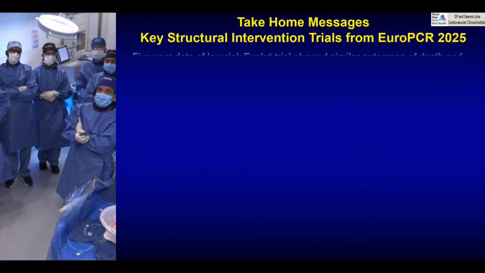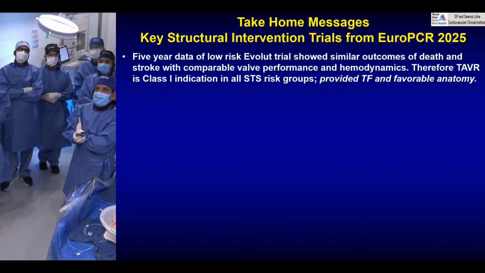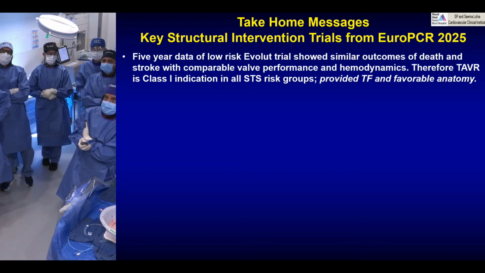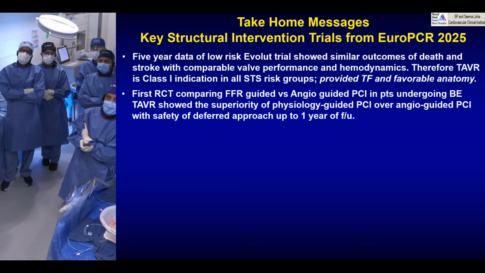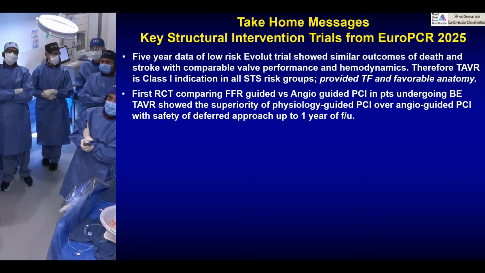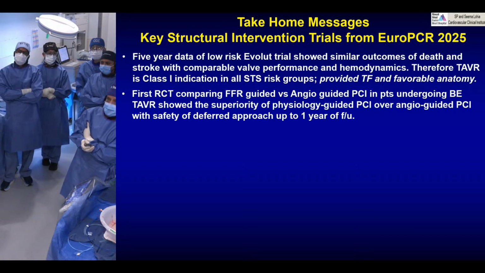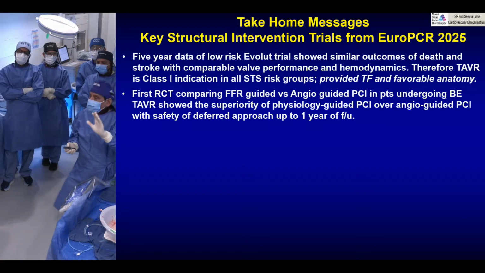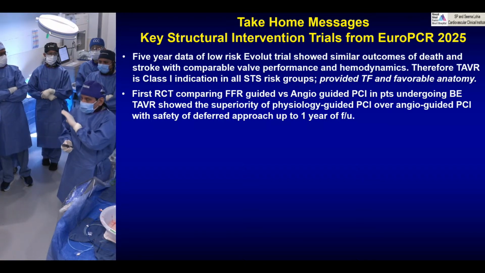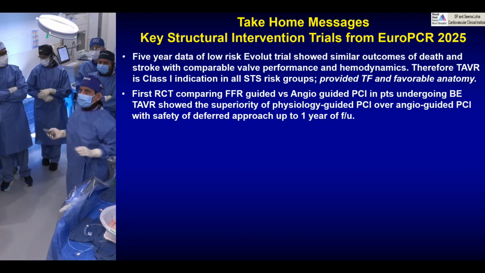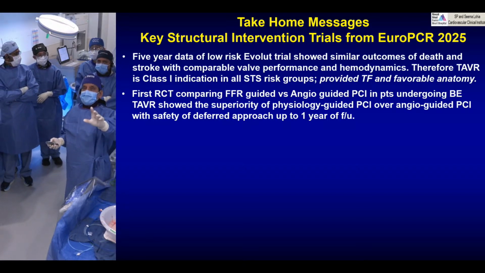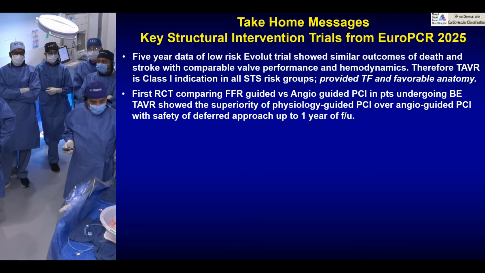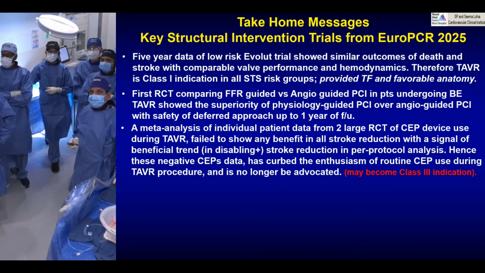So with that note, let me take you through our take-home messages. The 5-year data of the Evolut trial showed excellent comparative results with surgery, and we know the class 1 indication. Then the first randomized trial of FFR-guided versus angio-guided has shown that FFR-guided PCI is safe. That's the first thing I learned from the trial: we were so timid, so afraid of using adenosine, but they did it in a large number of patients. So FFR is completely fine, and of course it decreased mortality at 1-year follow-up.